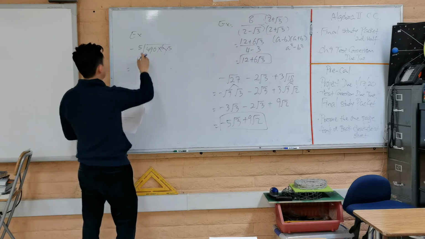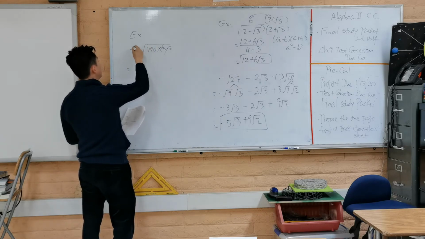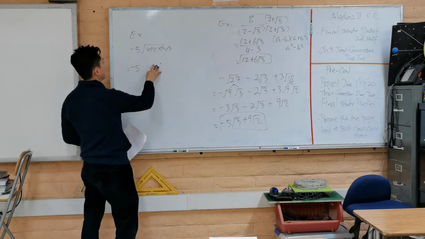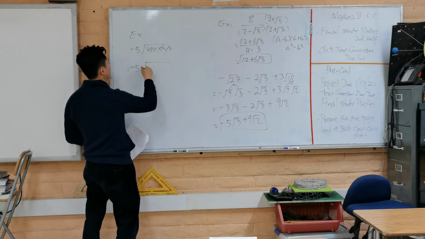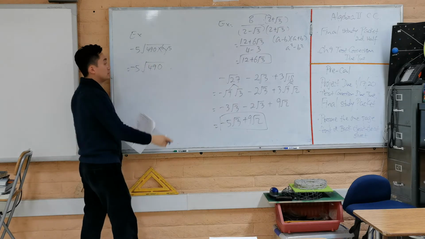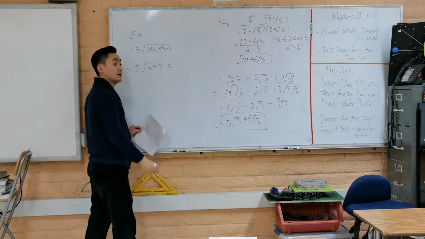Well, this one is considered square root. Okay, so the negative 5 is just the leading coefficient. So negative 5, nothing we can do about it. Again, 490, non-perfect square number. So you want to break it apart. And then for the rest of the variable, you can always convert it back to the exponential form.